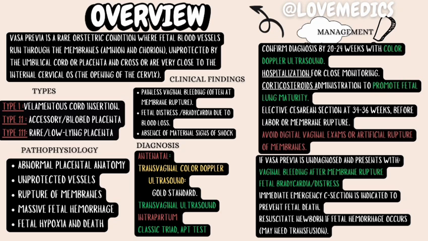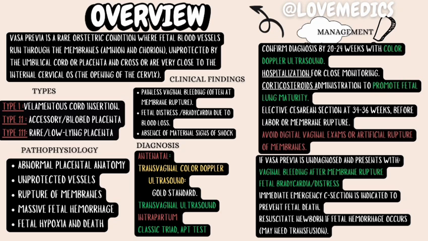Pathophysiology: the abnormal placental anatomy causes unprotected fetal vessels to run through the membrane. So the rupture of membrane causes massive fetal hemorrhage, which can lead to fetal hypoxia, hypovolemia and death. Clinical features are painless vaginal bleeding after membrane rupture, fetal distress, and absence of maternal signs of shock. Antepartum diagnosis: the transvaginal color Doppler ultrasound is the gold standard to confirm vasa previa. Intrapartum diagnosis is with the classical triad and the APT test.